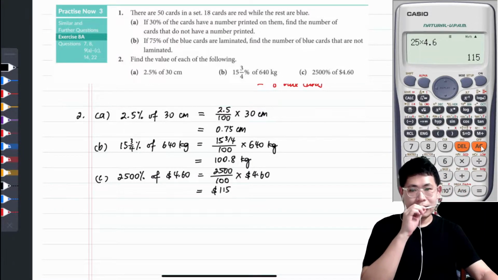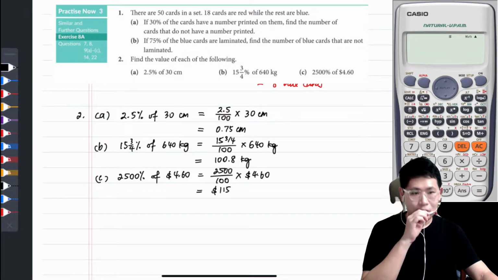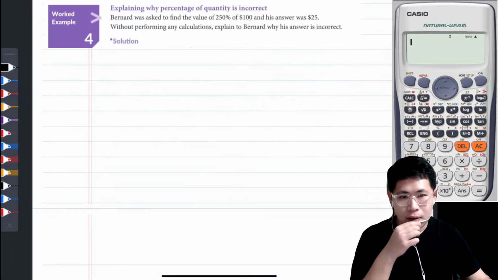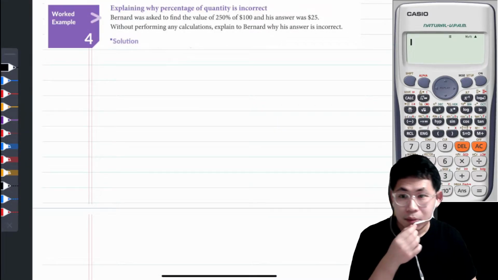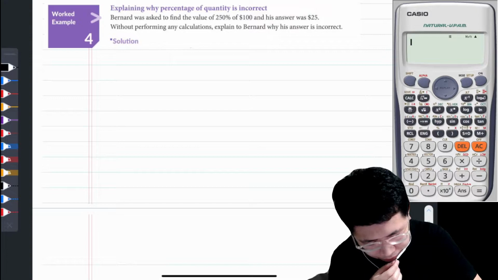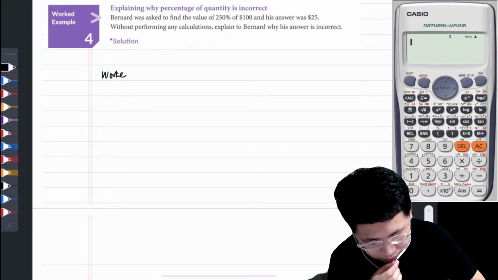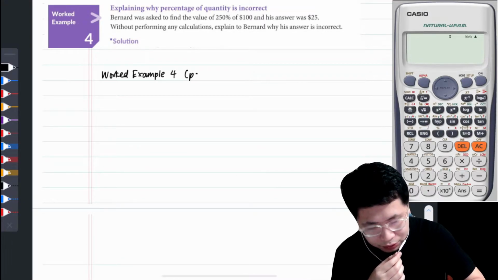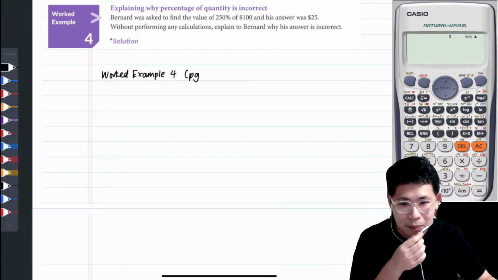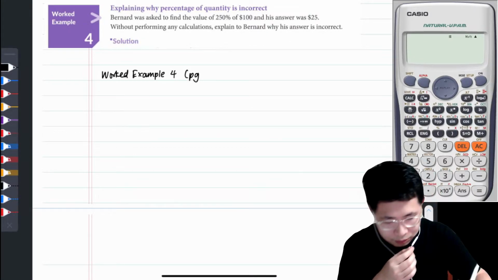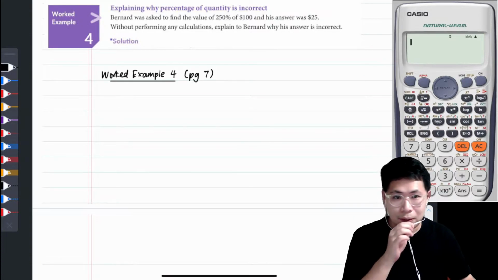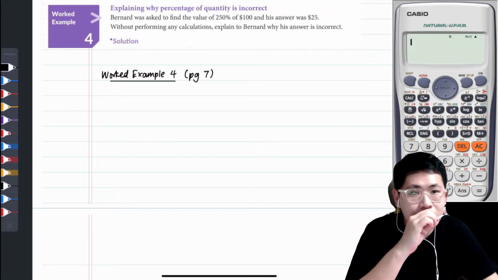Okay, we're going to look next at work example 4. Give me a while to set this up. Now in work example 4, let me write down some things over here. Work example 4 is kind of a new thing, because it appeared quite recently. We call these reasoning questions, which ask why and so on. So the question goes like this.